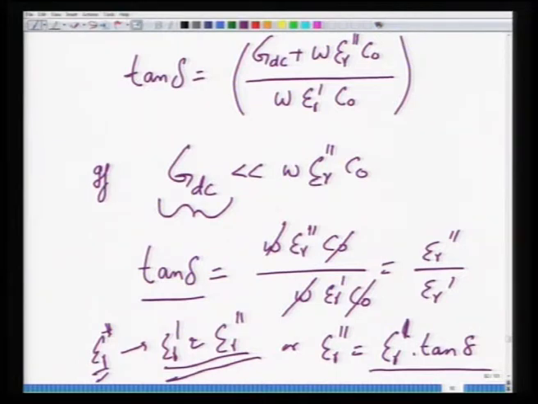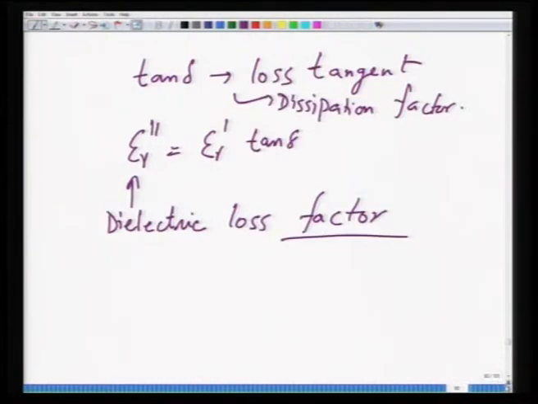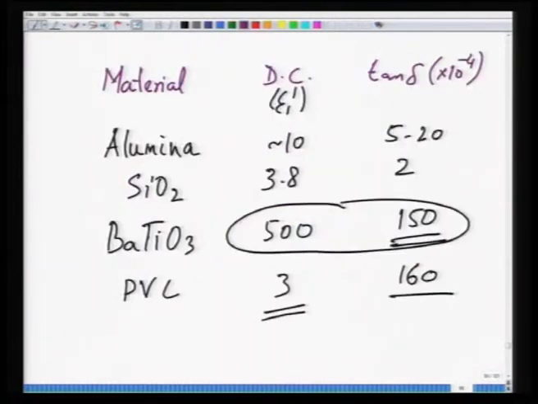So, what basically it means is that epsilon r double prime is equivalent to loss current and epsilon r prime is equivalent to charging current, or you can say epsilon r double prime is equal to epsilon r prime into tan delta. So, tan delta is often called the loss tangent or dissipation factor, and epsilon r double prime is called the dielectric loss factor, which is the product of epsilon r prime and tan delta. So, naturally, the higher tan delta is, the higher epsilon r double prime would be.